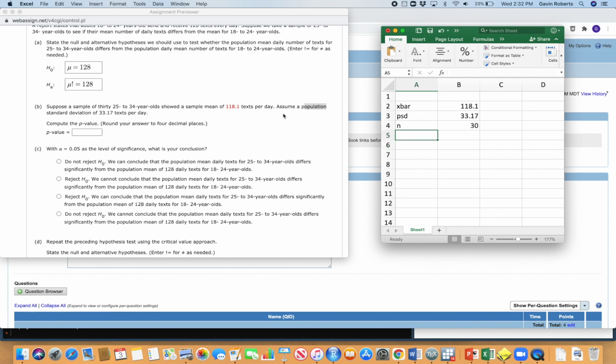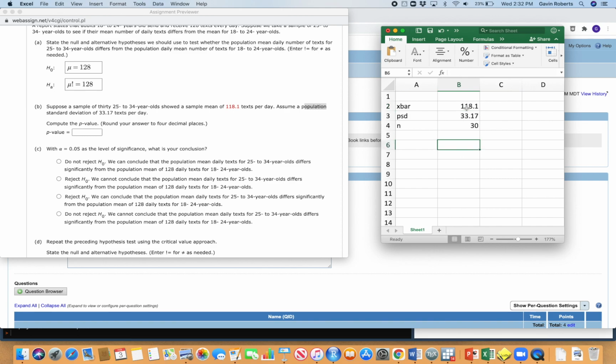So in order to calculate the p-value, that is the answer to the following question. What is the probability that I landed at 118.1 or farther away if this number came from a distribution centered at 128? As you know, if the truth is 128, then we have a bell curve centered at 128. And if I take a random sample, I'm probably going to get numbers that are not exactly 128.